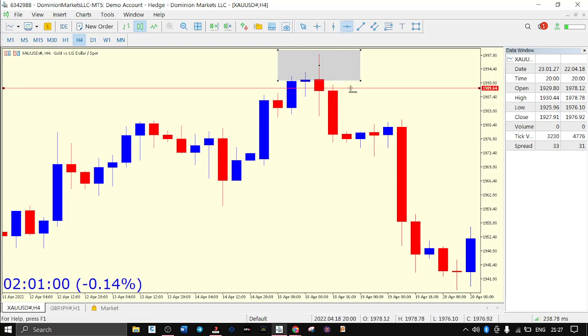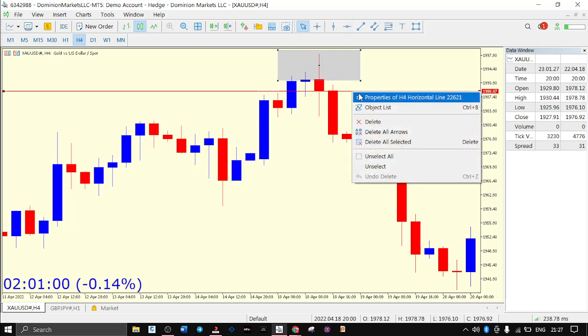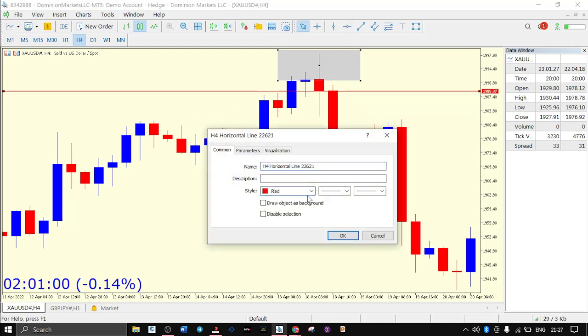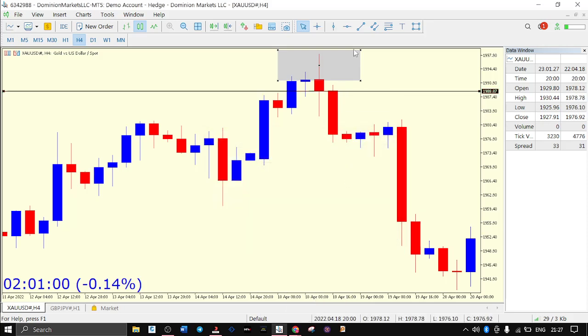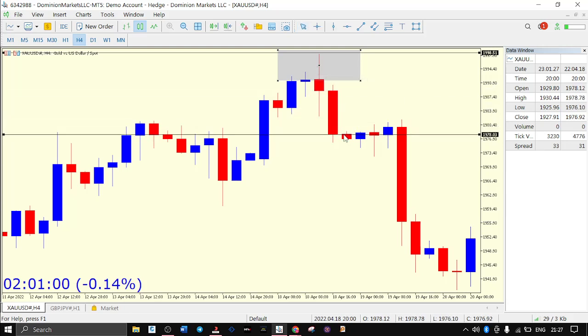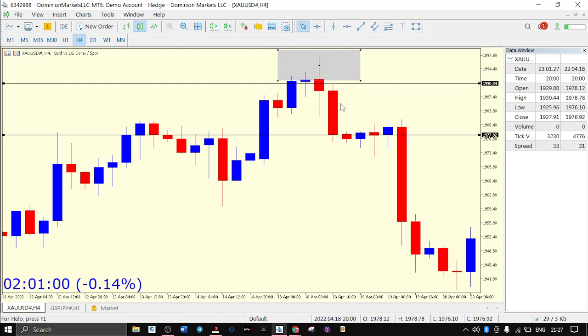I sell around here. Let me first change the color of this. I put my stop loss above here. Boom. The market respects my stop loss and goes to the downside. Again, I sell around here and put my stop loss on the previous candle. Boom. It is being respected.